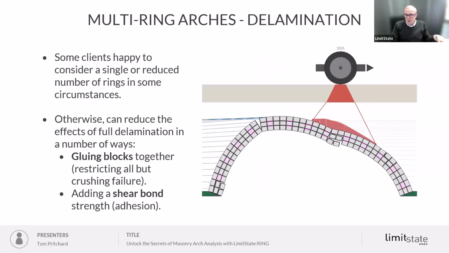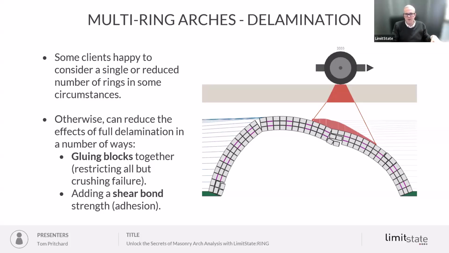It's important to remember that some clients may be comfortable considering a single or reduced number of rings in certain circumstances if you have multiple rings. Even for an unbonded barrel, they might have decades of site inspection data that don't show any evidence of ring separation, and they might be willing to assume that's the case moving forwards. So it's always worth discussing that.